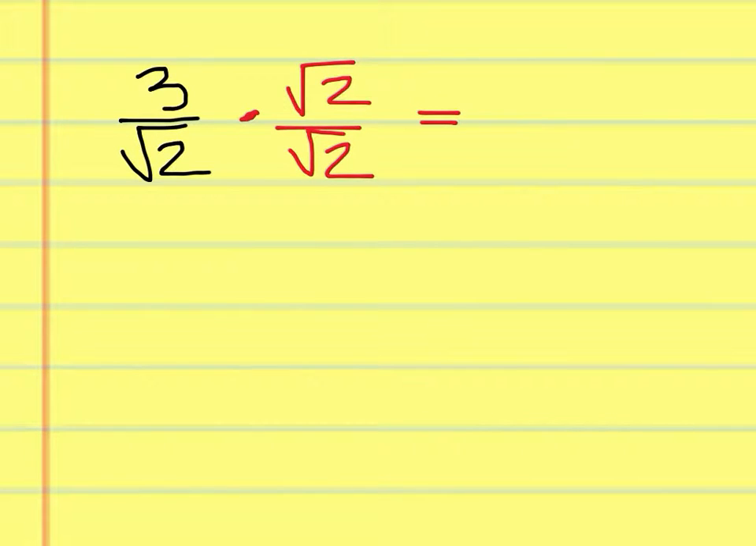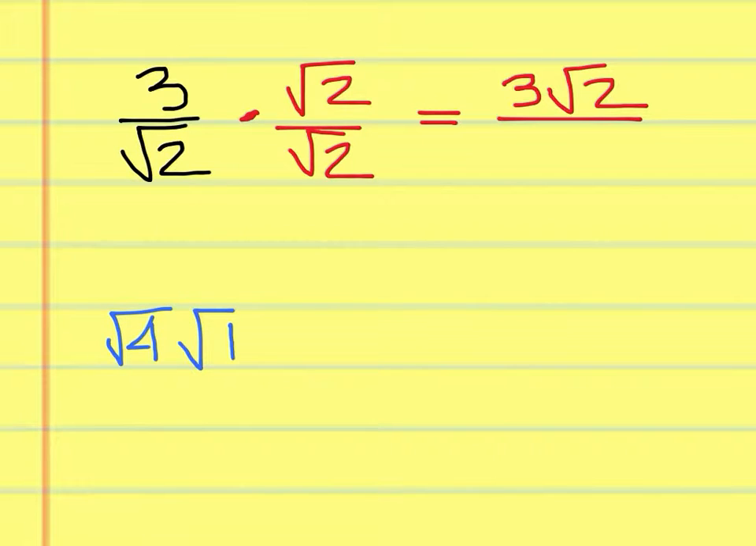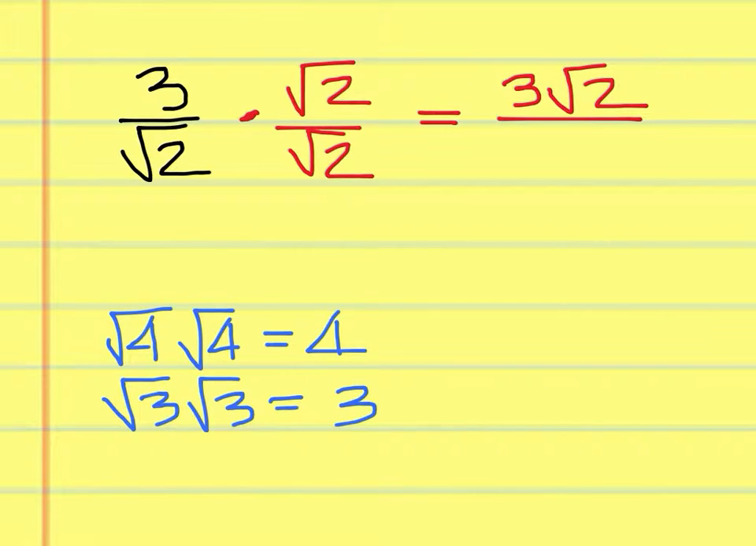When you do that, you have 3 square root of 2 on the top. And then on the bottom, you have something that many people struggle with. If you have square root of 4 times square root of 4, the answer is 4. Square root of 3 times square root of 3, the answer is 3. When you multiply a square root by itself, it's just the number under the sign. So in this case on the bottom, square root of 2 times square root of 2 is just 2. So it's 3 square root of 2 over 2.